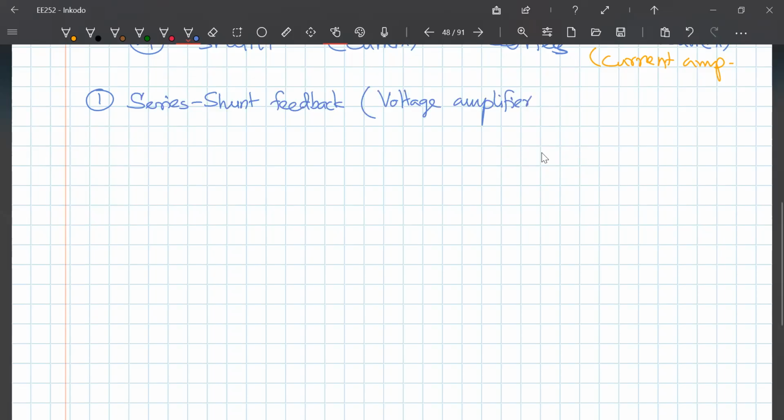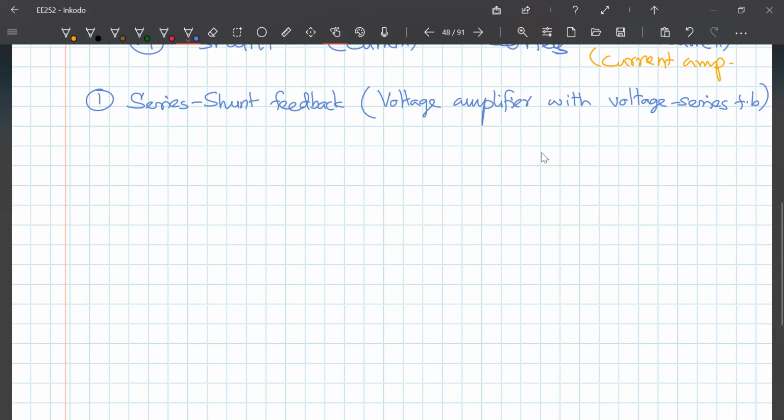So we use voltage feedback, and you apply it in series with voltage. A voltage is applied in series. The output is a voltage, so you sample a voltage and apply the feedback in series. We also call this voltage series feedback.